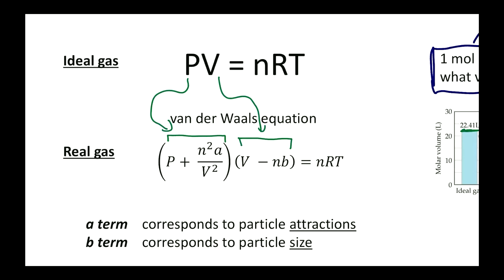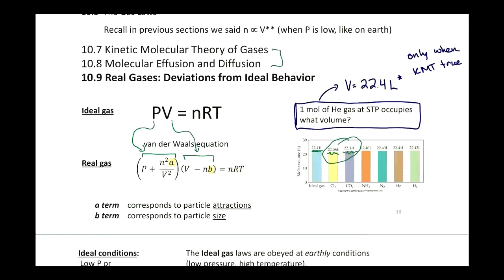So that's what the van der Waals equation does. It just adjusts for pressure and it adjusts for volume, because what we'll see here is that some of the tenets of kinetic molecular theory break down at certain conditions. And we'll see these new terms, A and B, and we'll talk about that in a little bit.